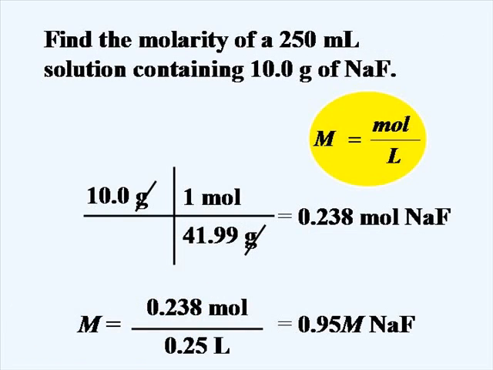To find the molarity of a 250 milliliter solution containing 10 grams of sodium fluoride, we first convert the 10 grams of sodium fluoride to moles using the molar mass. We then take the moles, 0.238, and divide by the volume in liters. 250 milliliters is 0.25 liters, and we get the molarity, 0.95 molar sodium fluoride solution.